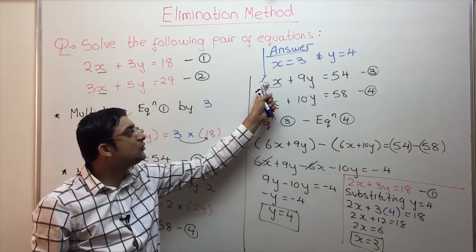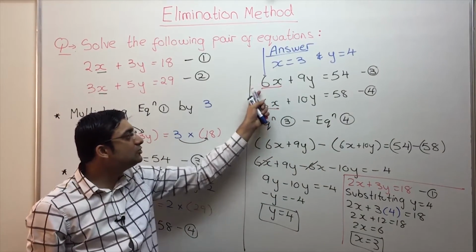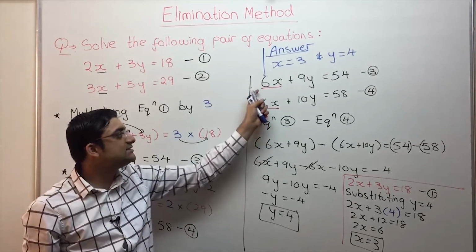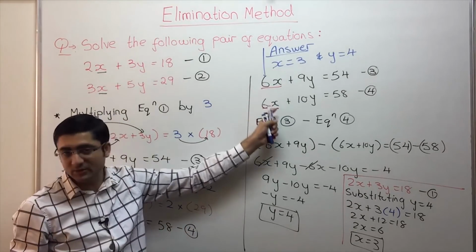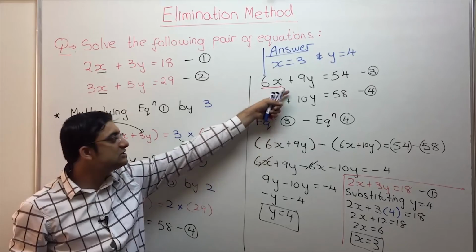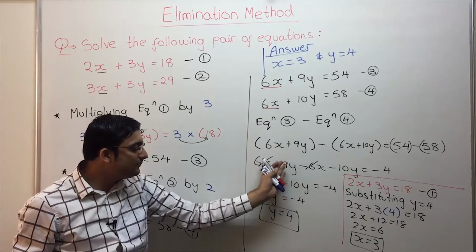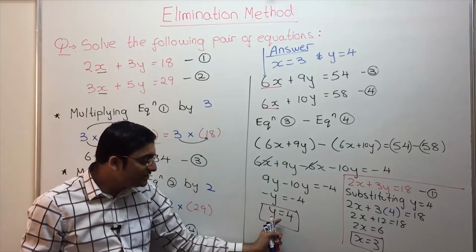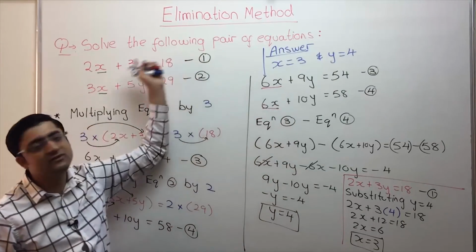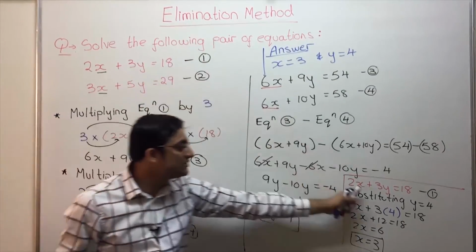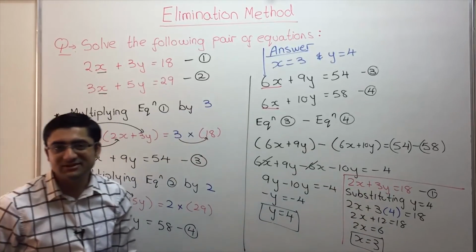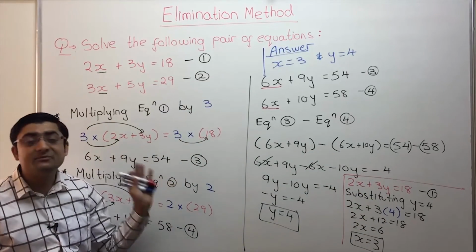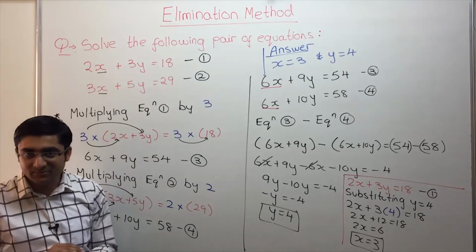So as you can see, the coefficient of x is same. Because both the coefficients have the same sign, plus 6, simply subtract the two equations. So when you subtract the two equations, the variable gets eliminated. Simple linear equation, one variable, solve. Once you get the value of any one variable, substitute this value in any of the four equations. I chose equation 1, you'll get the value of the other variable. So this is how you solve a pair of linear equations by method of elimination.